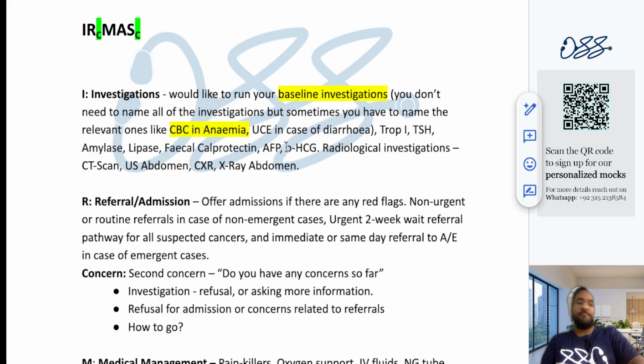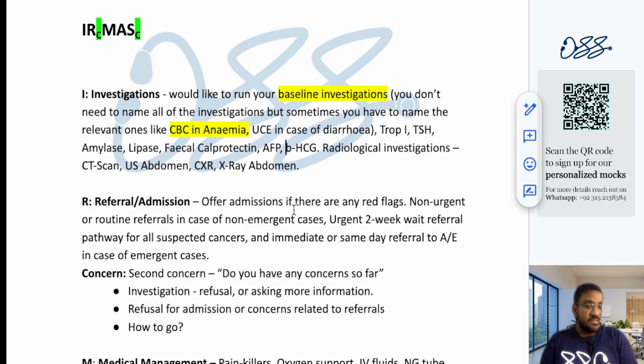So many people ask me, okay, Dr. Sarosh, what are the baseline investigations? It includes your full blood count, your urea, creatinine, electrolytes, and your PT/INR and clotting profile. These are the investigations which we call the baseline investigations. Then there might be a few cases in which you have to offer some specialized investigations, and you have to name them. You cannot just get away by not naming them.